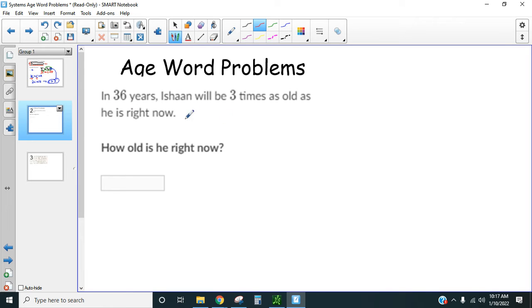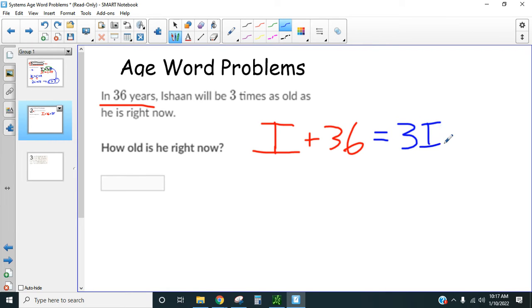It says in 36 years. So that means Ishan's age plus 36, in 36 years. That's that part. Ishan will be 3 times as old as he is right now. What would I say for that? 3i. There you go. So now I've got variables on both sides, but I only have one equation because that's all I need, right? That's all I have to do with one variable.